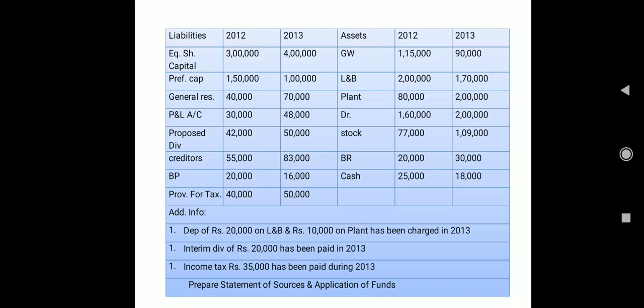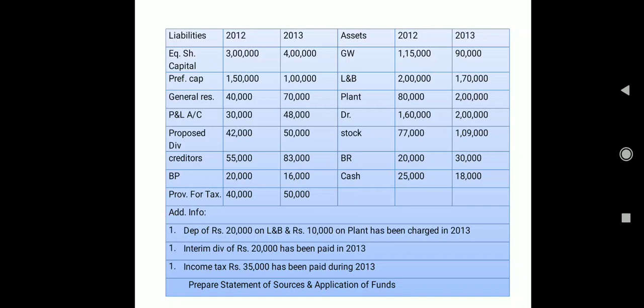2012 plant value 80,000, 10,000 depreciation charged on that. So now the new value should be 70,000. But how much do we have in the balance sheet? We are able to see in the balance sheet that the value of plant is 2 lakh. So from where did we get the extra? Actually we should have 70,000, but we have 2 lakh. So the difference amount is 1 lakh 30,000.